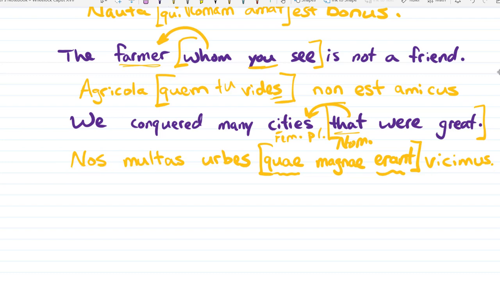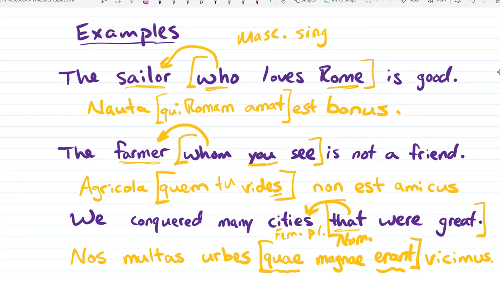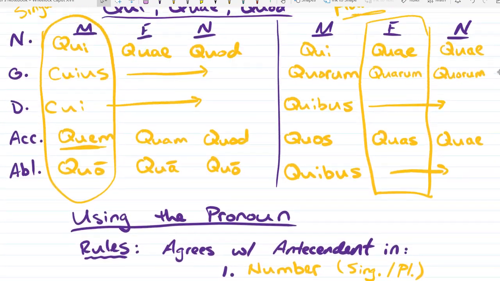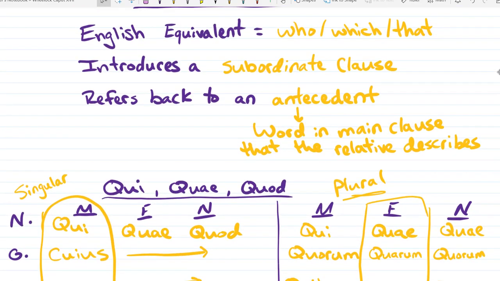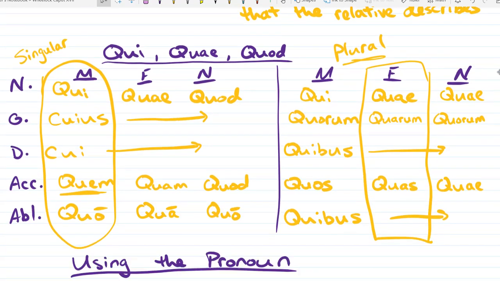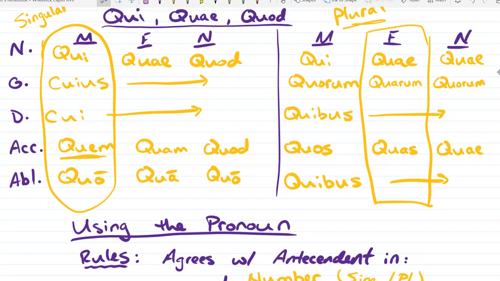Okay. Now I know that this is a fast introduction to these things. That an antecedent is the word in the main clause that the relative pronoun describes. I know all these things. We're going to practice these, okay? But know this chart. Memorize it. Make it a part of who you are.